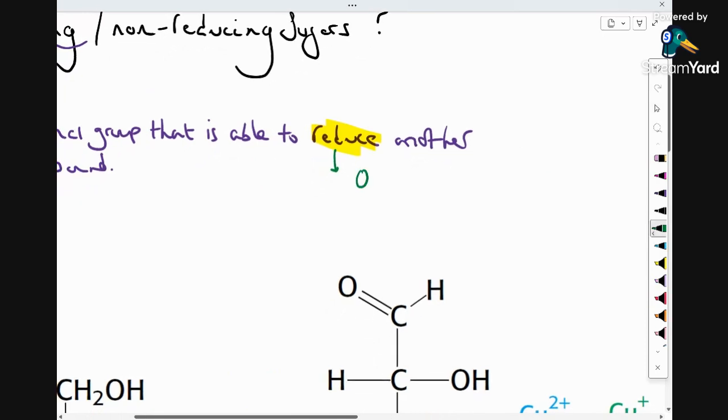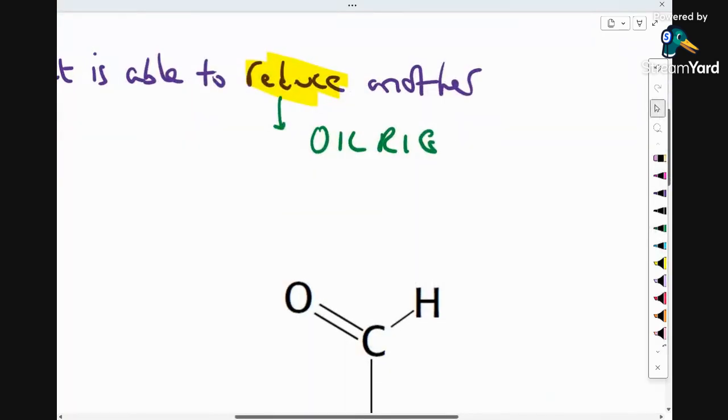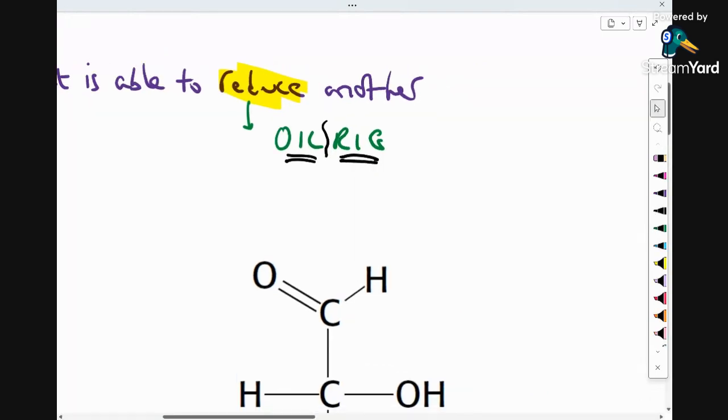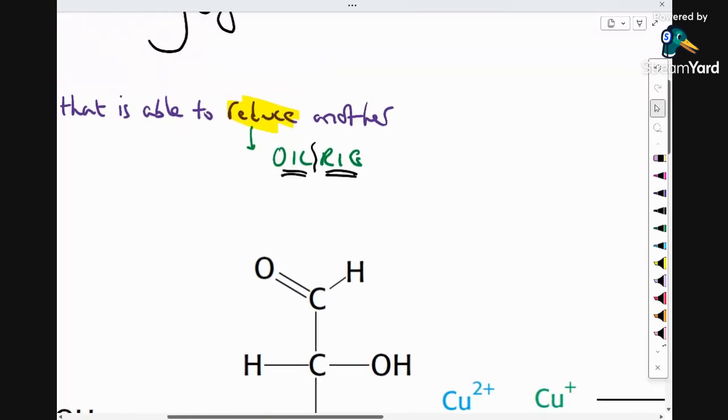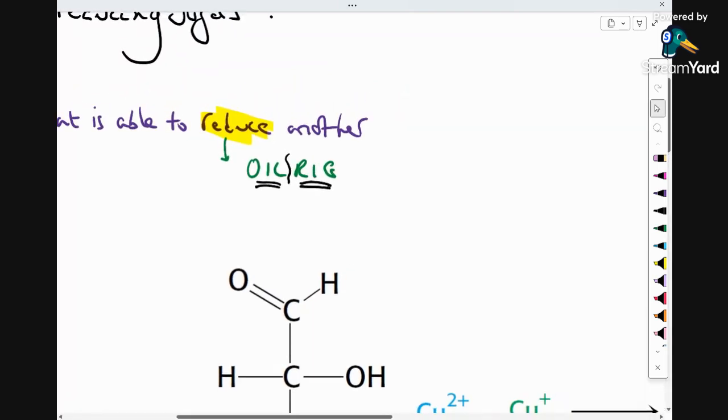Don't forget we can use OIL RIG as an acronym. Oxidation is loss, reduction is gain. So we can split this into two essentially. Oxidation means loss of electrons, reduction means gain of electrons. Therefore, if you can reduce another compound, electrons will be given to this other compound. So the compound that we reduce gains electrons.